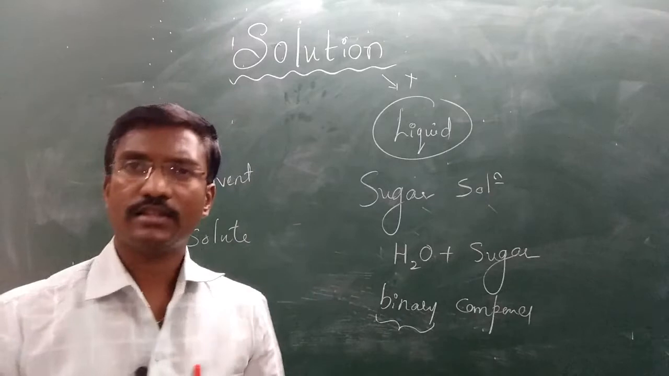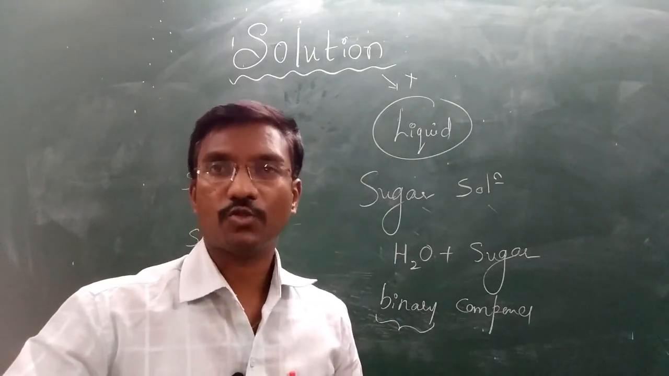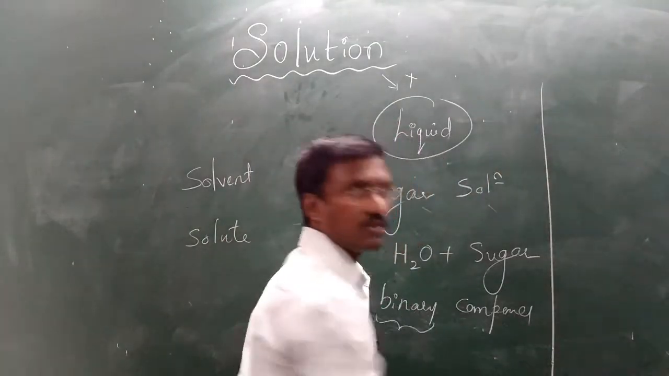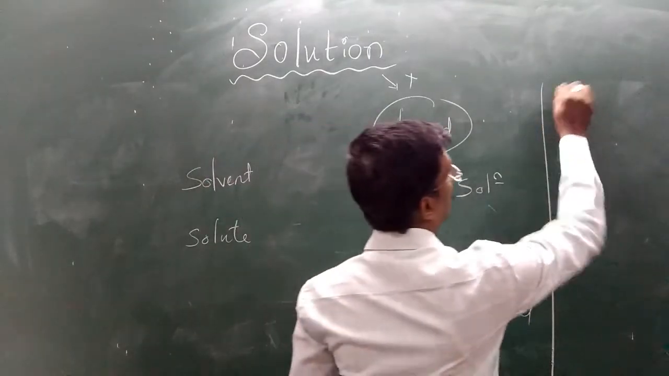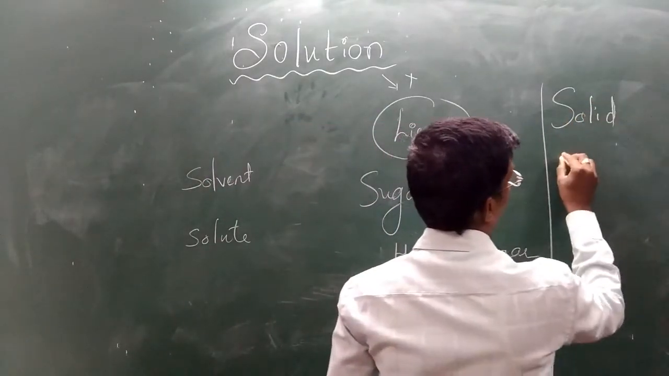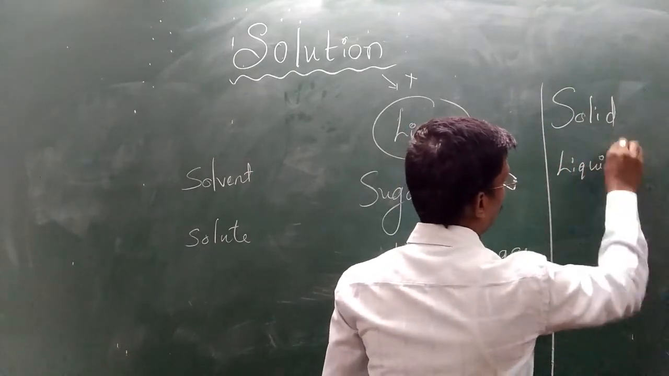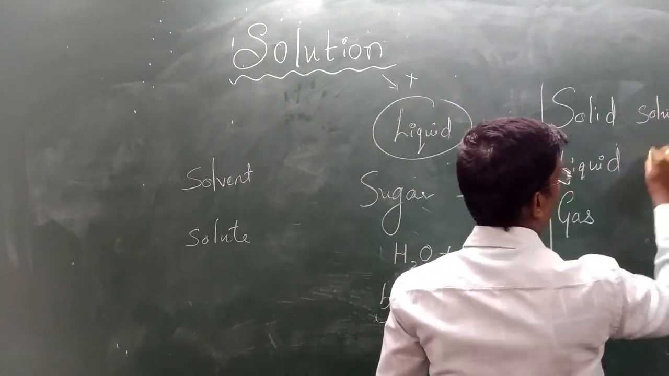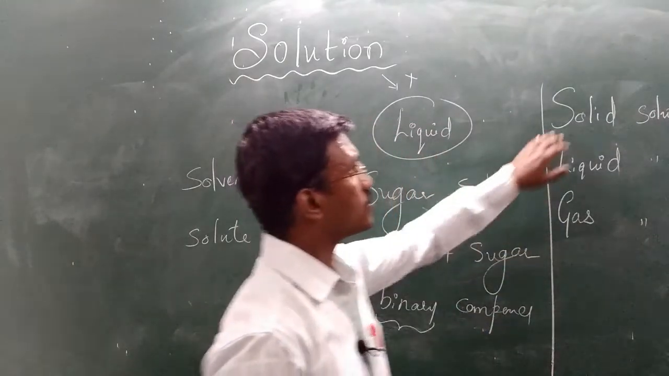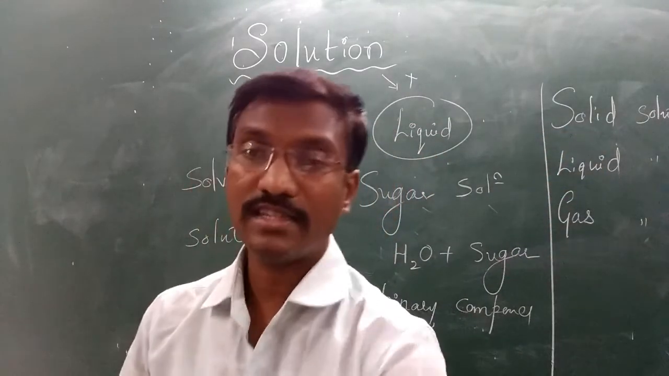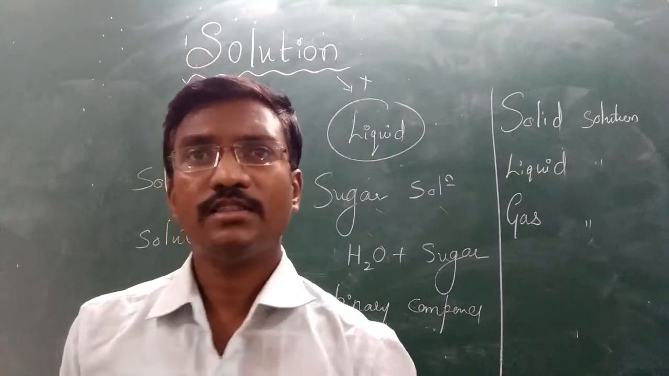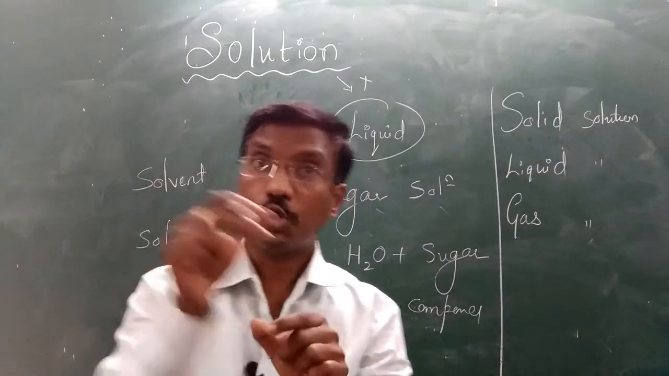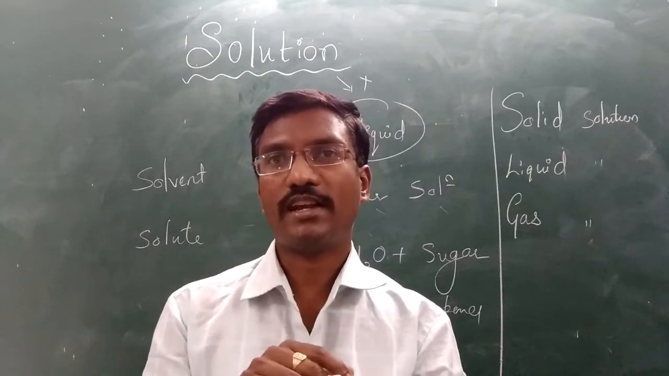In solutions, there are actually 3 types: solid, liquid, or gaseous. What we have to remember is solid solution, liquid solution and gaseous solution. What is a solid solution? What is a liquid solution? What is a gaseous solution? A solid solution is one where the solution is in the form of solid.